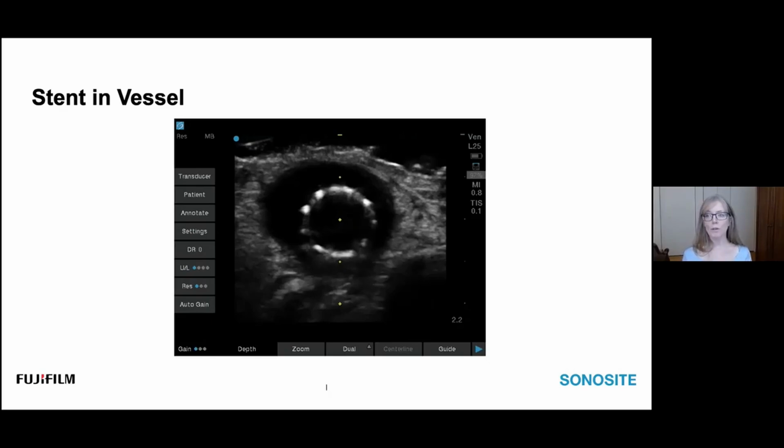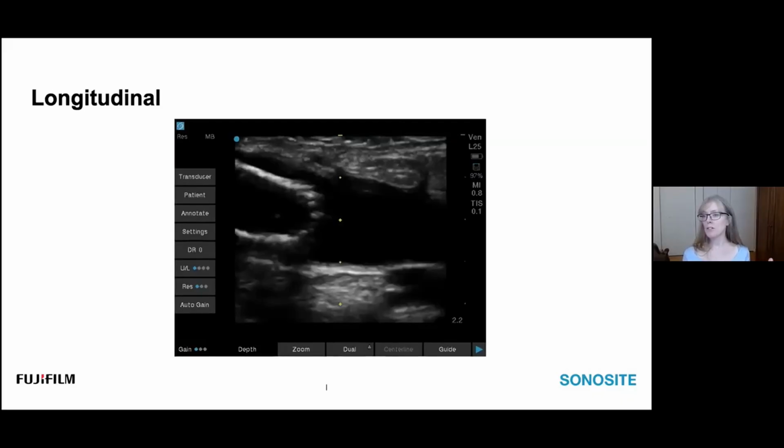So you have to follow your own unit protocols as it relates to stents, but it's good to be able to identify where they are on the access. This is how a stent would present in a cross-sectional view, and this shows you how a stent would present in a longitudinal view.